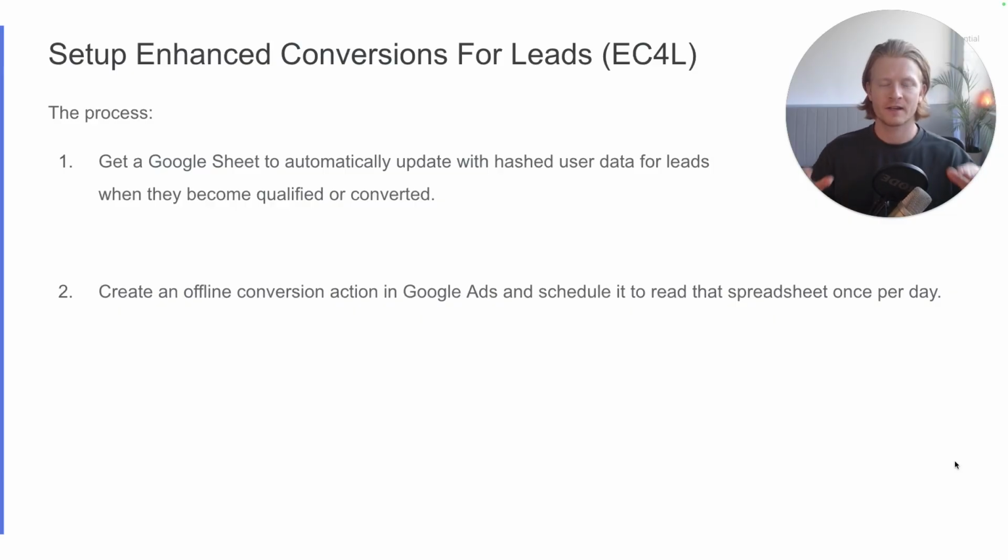Right, so we know what enhanced conversions for leads is, but let's now dive into exactly how to set it up. Now it's a two-part process. Let's break it down really simply here. We're going to get a Google Sheet. We're going to make sure it automatically updates with hashed user data or encrypted user data for leads when they become qualified or converted, right? You decide. Then we're going to create an offline conversion action in Google Ads and make sure it takes that information from the sheet every single day. It's as simple as that.